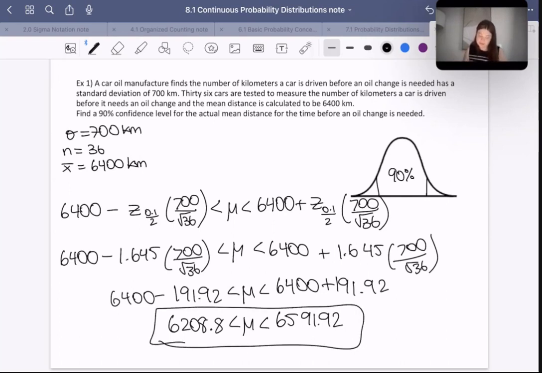We know that the manufacturer can be 90% confident that the actual mean is going to be between 6,208.8 and 6,591.92 kilometers. So there we have it. Now we know that, most likely with 90% confidence, it's going to be between that number of kilometers before the car needs an oil change once again. All right, very good.